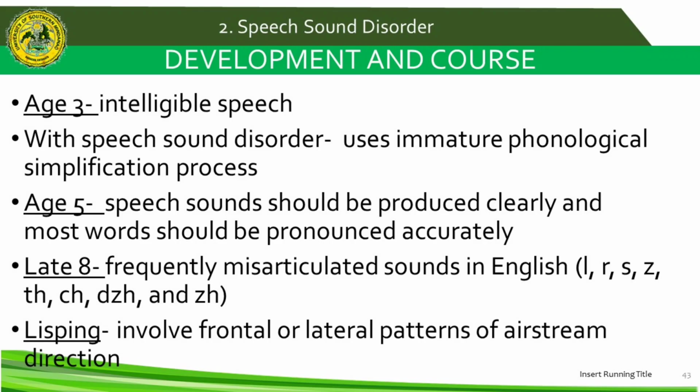At age 8, misarticulation of any of these sounds by itself could be considered within normal limits up to this age. Lisping is particularly common and may involve frontal or lateral patterns of airstream direction. It may be associated with a tongue thrust swallowing pattern.